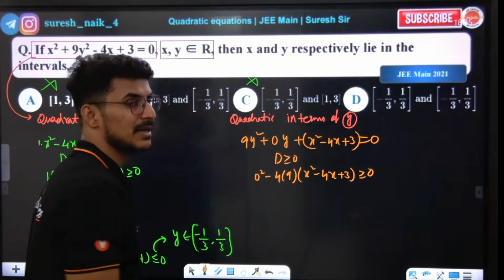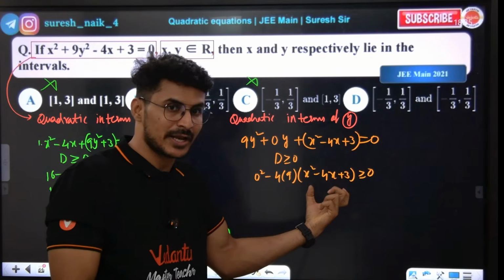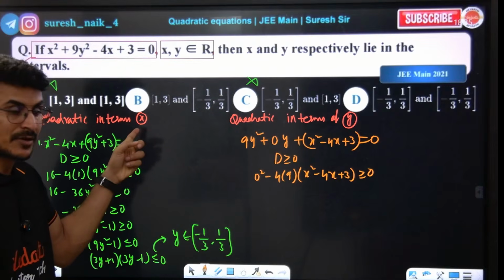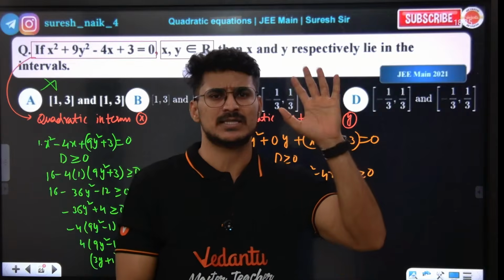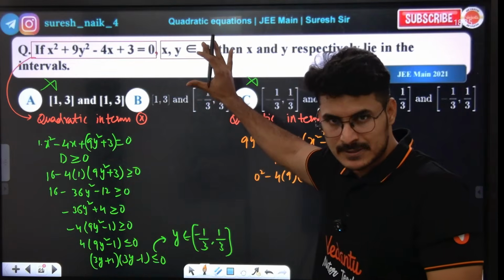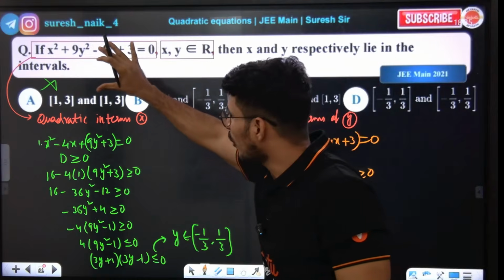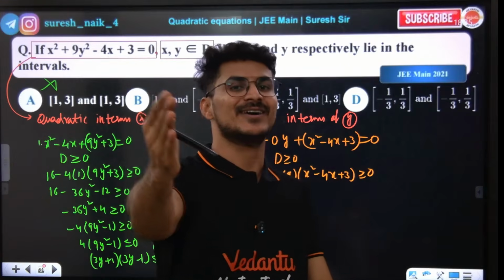Guys, when you write quadratic in terms of y, you will get the x range. When you write quadratic in terms of x, you will get the y range. Super. This is the same concept, applicable for all questions of this form. Whenever a question like this comes, always apply this logic and you will get the answer.